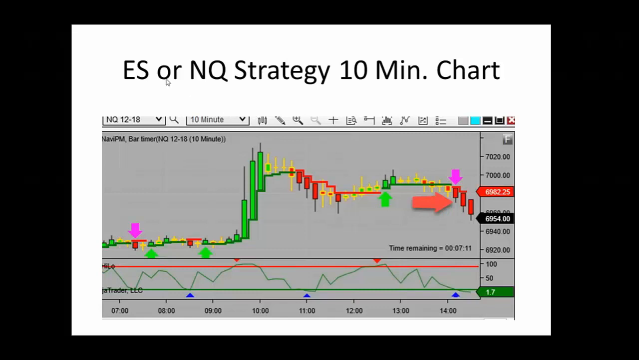This is one thing I mentioned earlier, the 10-minute strategy, just using a 10-minute chart, taking trades above a first green power bar, long, or below a first red power bar, short.